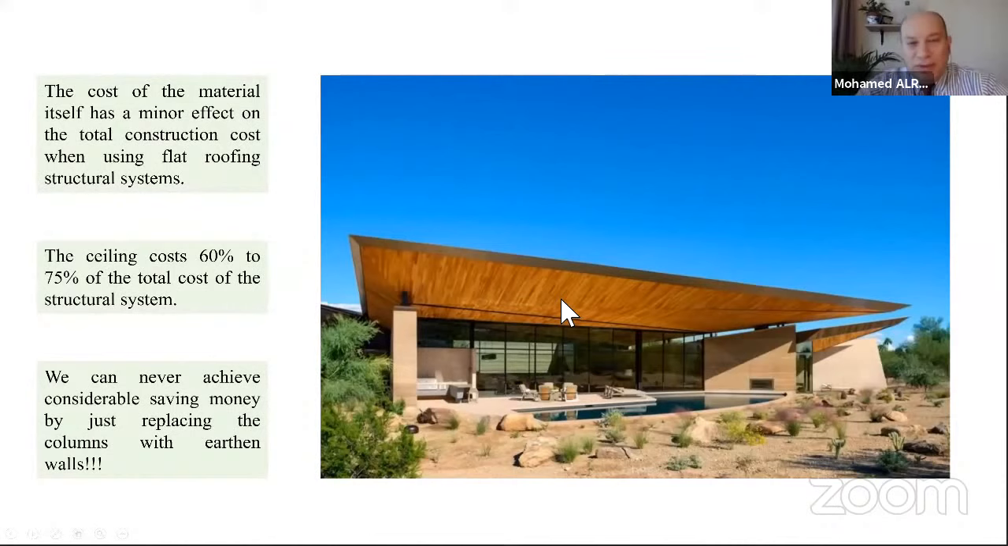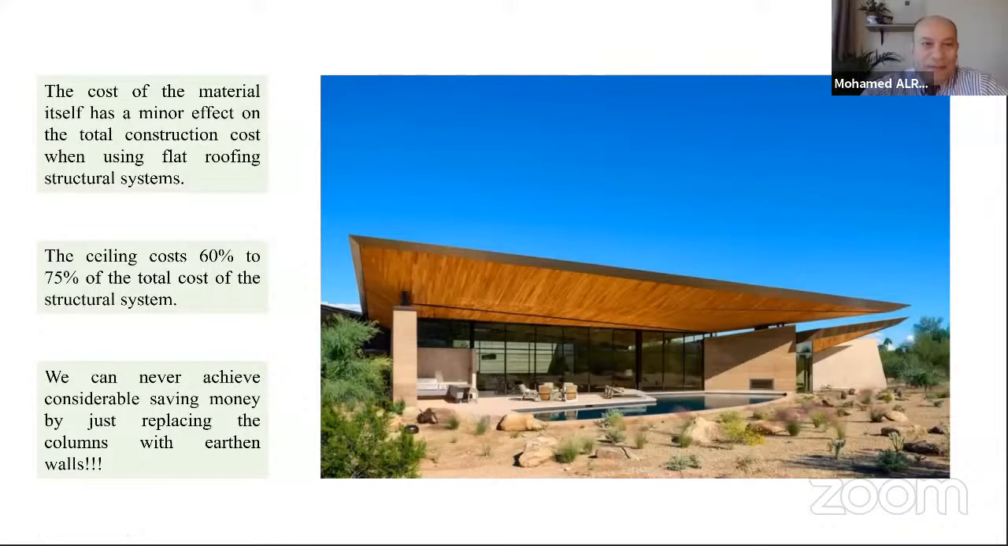Most of the applications we saw yesterday and everywhere over the internet don't account for the fact that the ceiling itself may cost about 60% to 75% of the total cost of the structure system. So it doesn't make any sense to have just a wall of earthen material and then construct your ceiling and the other elements of your structure with other, different materials.